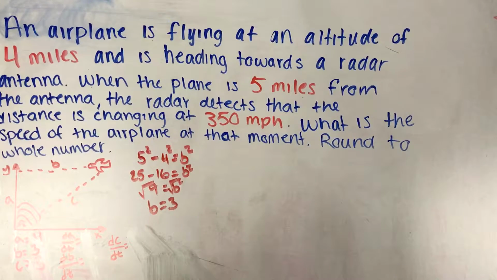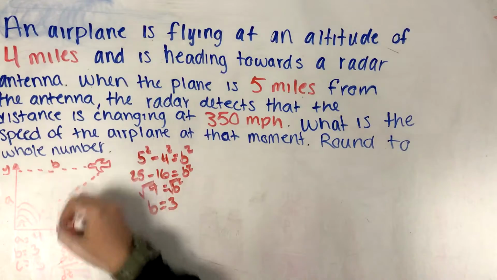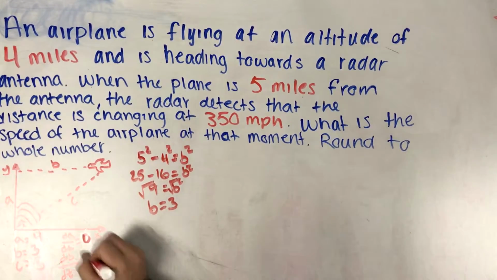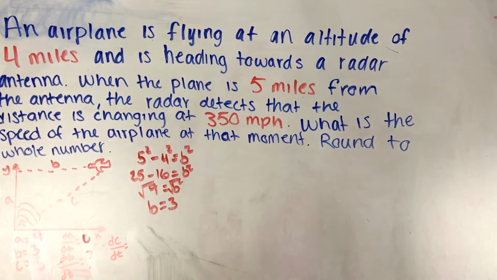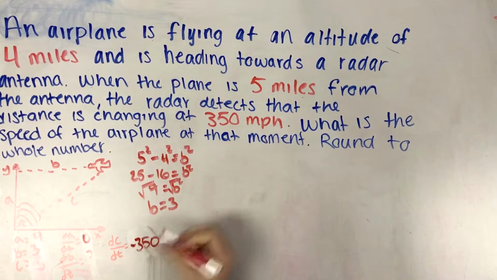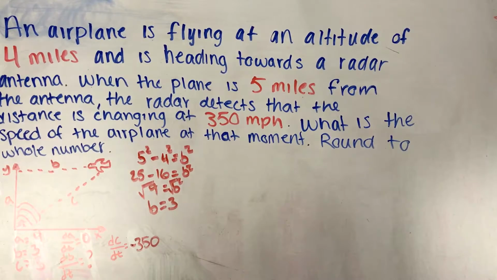So dA/dt will be 0 because the height is not changing. dB/dt is unknown because that is what we are trying to find. dC/dt is going to be negative 350 because the plane is flying towards the radar.